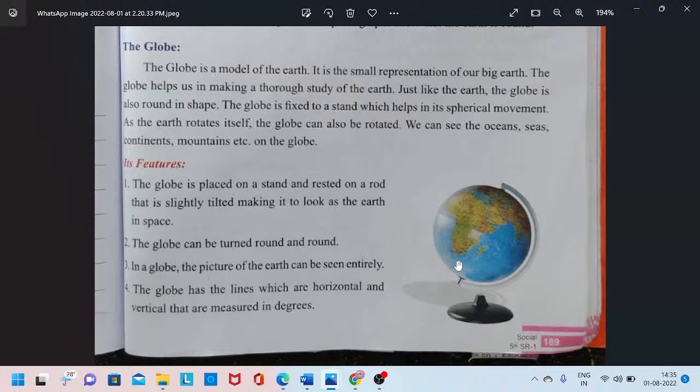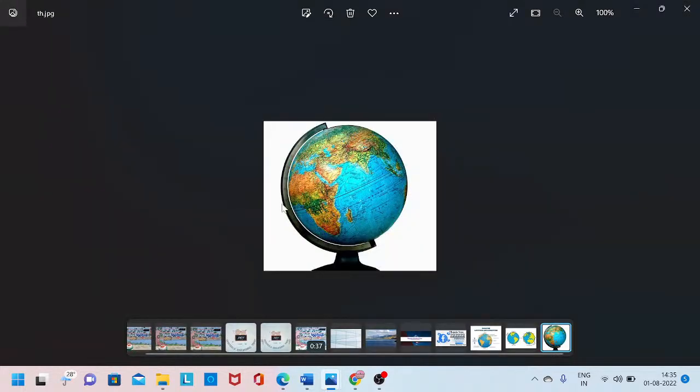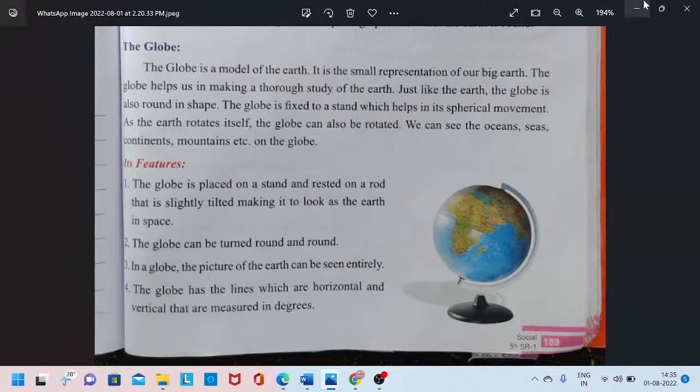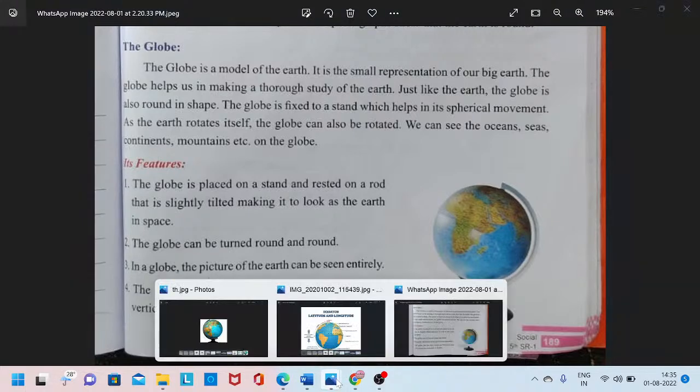If you do like that, the earth moves round and round. In the globe, the picture of the earth can be seen entirely. So in the globe we can see the total picture of the earth, like how earth looks from the top, from space. The globe has lines which are horizontal and vertical, that are measured in degrees. If you carefully observe this, I can show you in this picture. Here you can see the middle line, and we also have horizontal and vertical lines on this. So what are those called? Let us see in our next page.